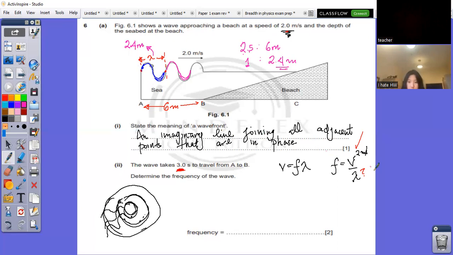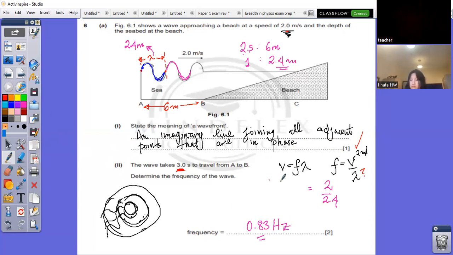So now what are we going to do? Now we found lambda, so we know the speed. 2 divided by 2.4. What a question. 4.83. And what do I need to put at the end of this? Hertz. Correct. Units.